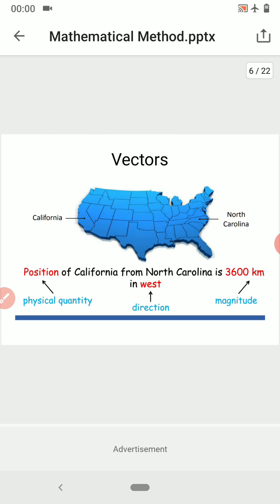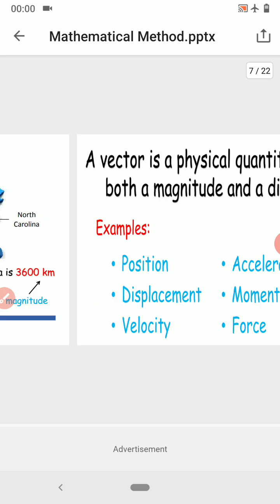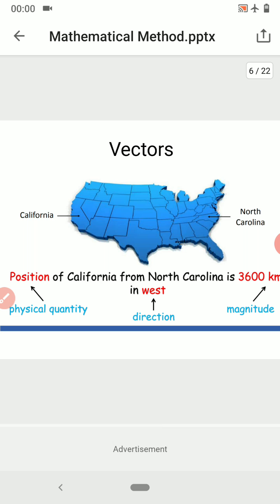So what do we mean by vector quantity? Vector is another type of physical quantity. Vectors are such physical quantities which require the unit as well as direction. The physical quantities which need magnitude as well as direction for their complete description are called vectors.